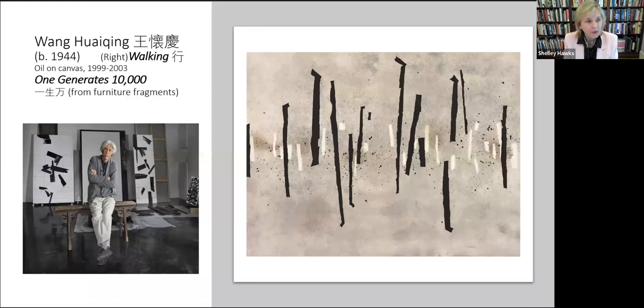So the contemporary Chinese painter, Wang Huaiqing, also uses lines and dots to make philosophical statements. He named the artwork pictured behind him, One Generates 10,000. In that work, his brushstrokes are assembled pieces from antique furniture fragments affixed onto canvas. The work on the right is an oil painting. The spirited lines, the shorter in white, the longer in black, are credited with walking, as his title suggests. We notice small feet on some of these irregular lines, and though they are painted, they have the feeling of having been cut with scissors. Though separated, the legs and arms swing to some rhythm.